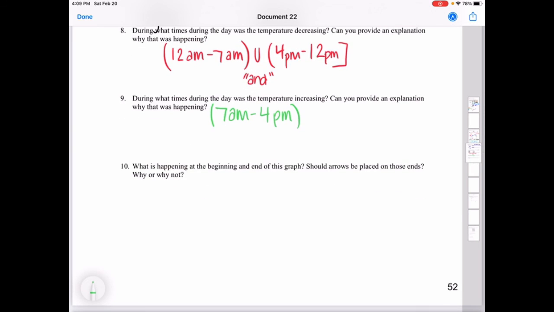And then it says, what is happening at the beginning and end of this graph? Should the arrows be placed on those ends? Well, why or why not? I'm going to let you figure the answer to this out yourself.